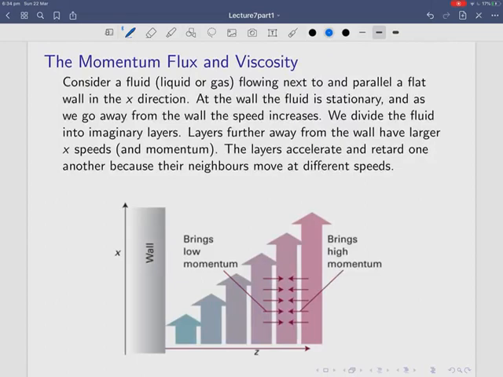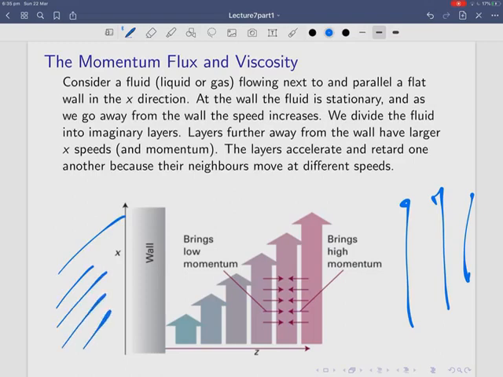Consider a fluid, a liquid or gas, they're both fluids, flowing next to and parallel to a flat wall in the x direction. So here's my x direction. The fluid is flowing this way. But there's a wall here. And using the standard boundary conditions at the wall, the fluid would have 0 velocity. But as we go further out, its velocity keeps getting bigger and bigger. So it accelerates out there.